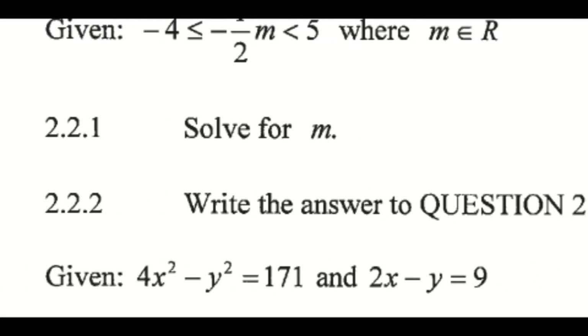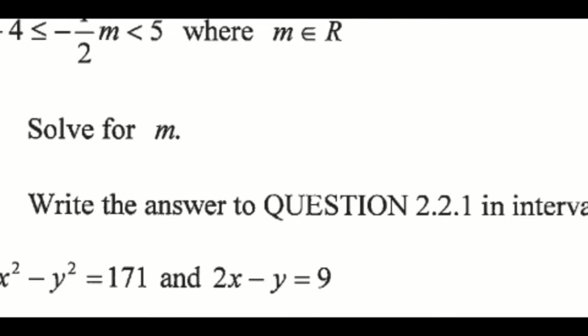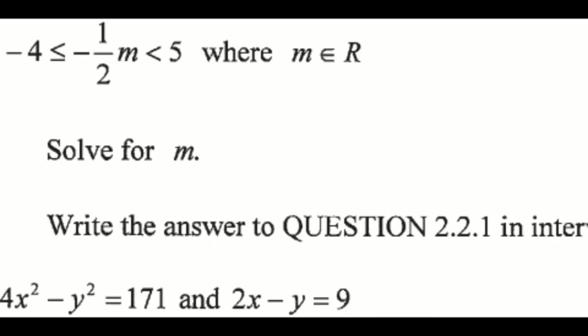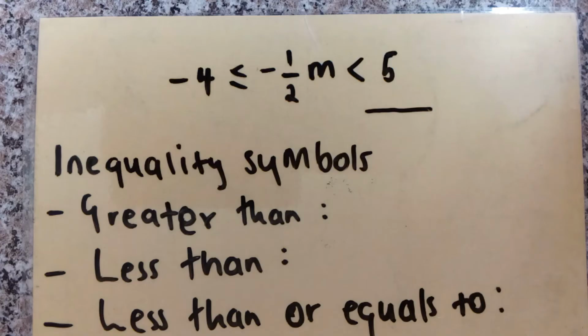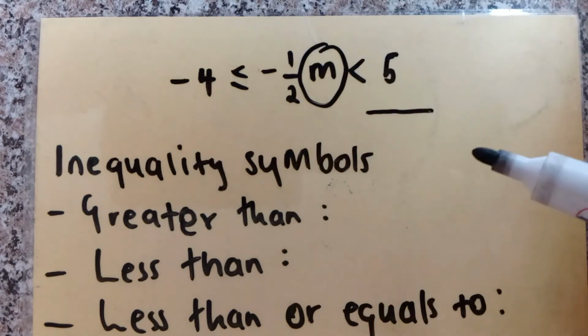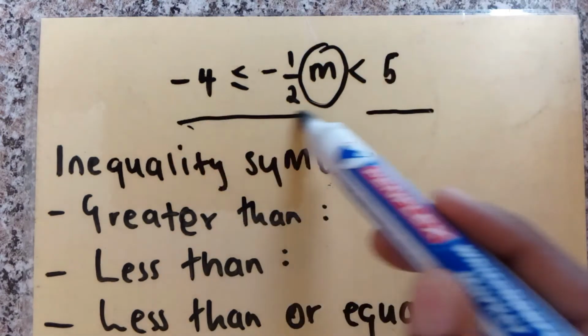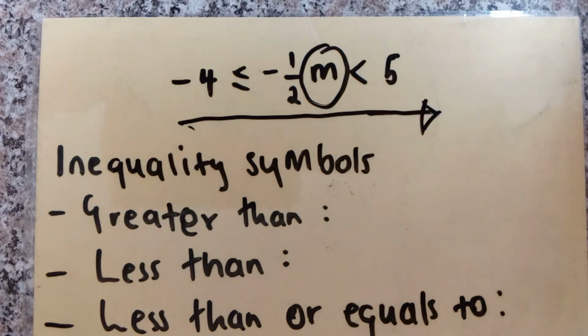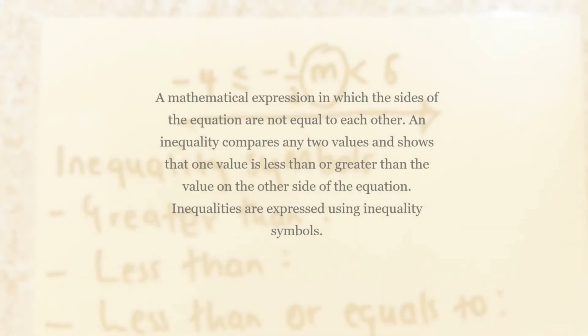So how do we do that? How do we solve for m, and how do we write the answer for m in interval notation? Before we can solve for m, the first thing we have to note is that this equation over here is an inequality. But what is an inequality? An inequality is a mathematical expression in which the sides of the equation are not equal to each other.